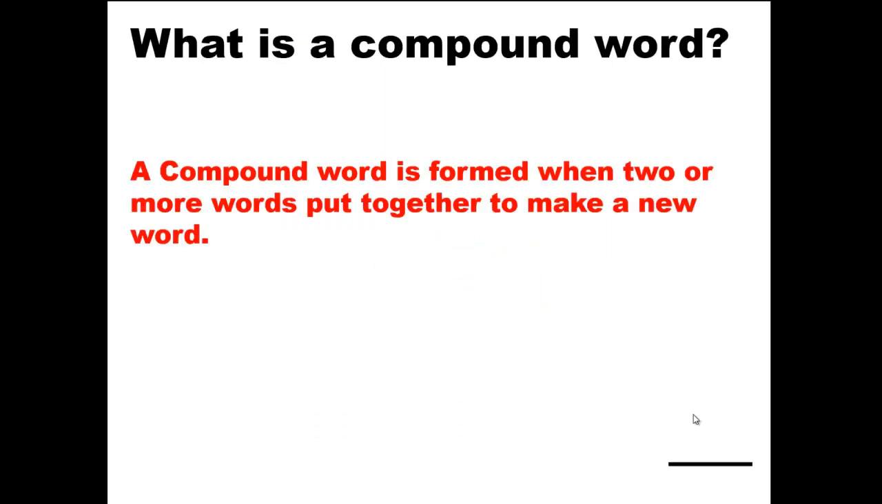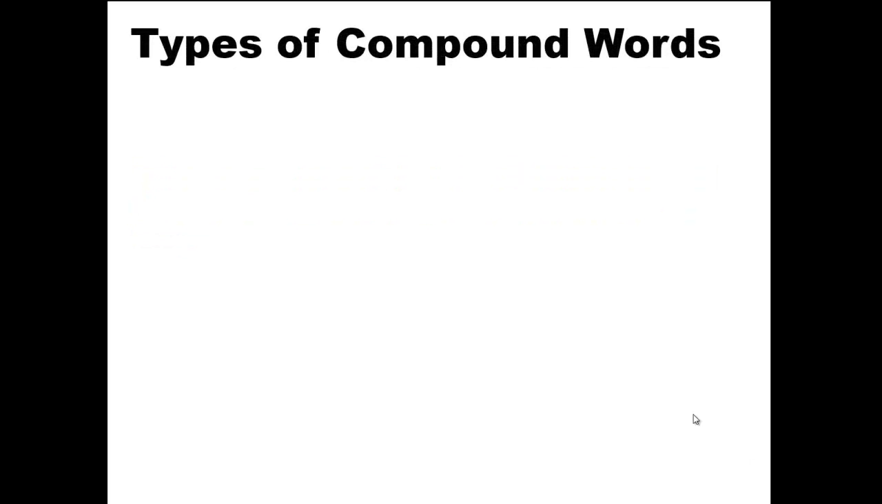What is a compound word? A compound word is formed when two or more words are put together to make a new word. So a compound word is two or more words that are used together to refer to a new word. What are the types of compound words? Compound words can be found in three types. They can be written in three ways.